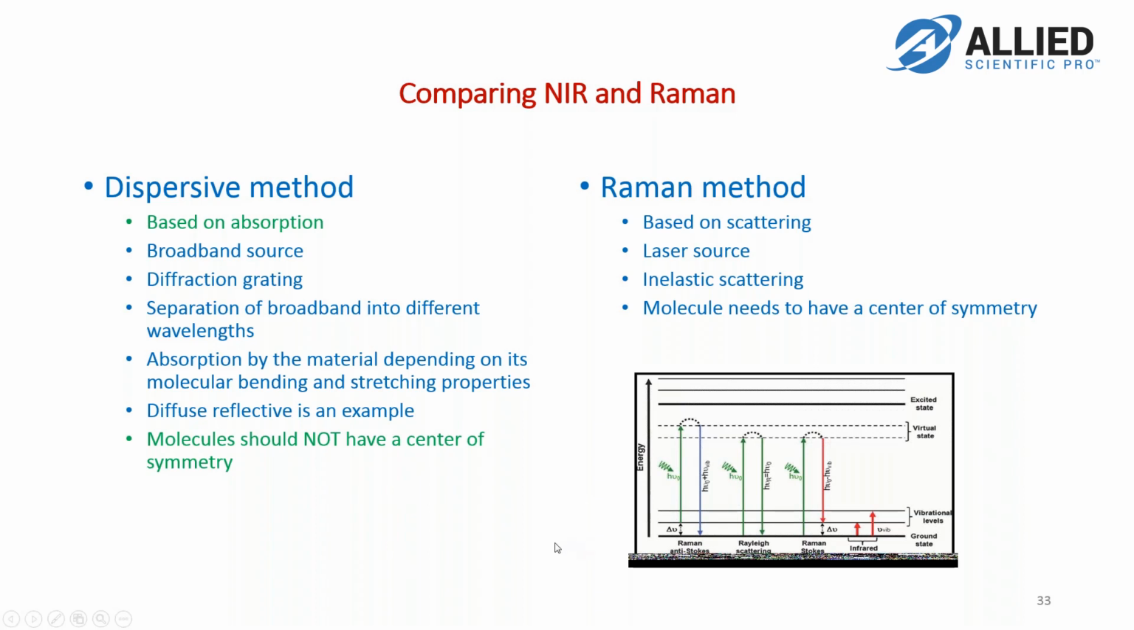Basically, each one of these is used for one application. If the molecule does not have a center of symmetry, like it's made of two different atoms, like a CH bond or OH or CO bond, then the technique of choice is NIR. But if the molecule is symmetric, like a CC bond or CC double bond, then Raman works better in that case.